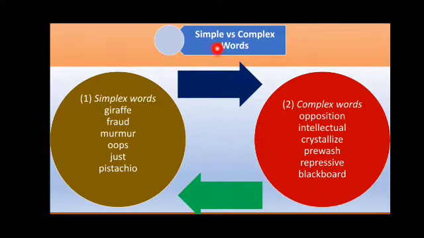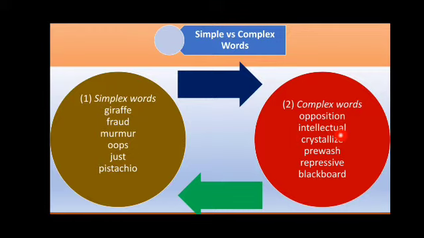So here we have simple versus complex words. Examples of simple words are giraffe, fraud, murmur, oops, just and pistachio. And here we have some examples of complex words, like position, which is taken from pose. So it consists of two morphemes. A word that consists of more than one morpheme is called a complex word, and a word that consists of a single morpheme is called a simple word. Like we have fraud, we have giraffe. So these are examples of simple words, right?